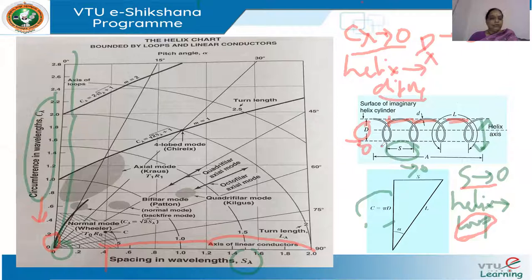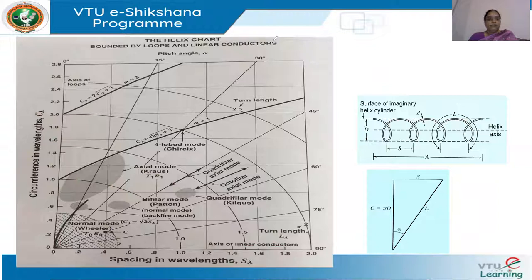And in between these two extreme values, between the loop and the dipole, you have the helix. So the helix is represented between the two extremes. Which are the two extremes? One end is on the abscissa axis. You can see that this is the axis of linear conductors. Linear conductors are nothing but dipoles. Here only s is varied. And this is the axis of loops. When you vary only the circumference or the diameter d with s equal to 0, this is known as the axis of loops.